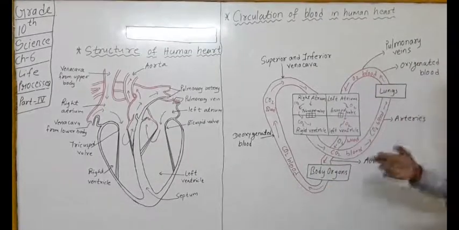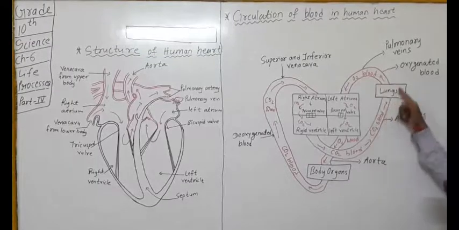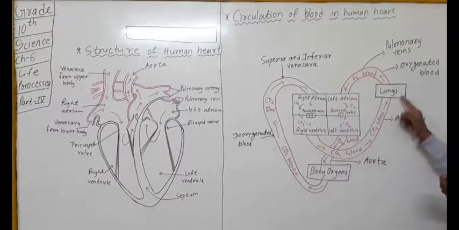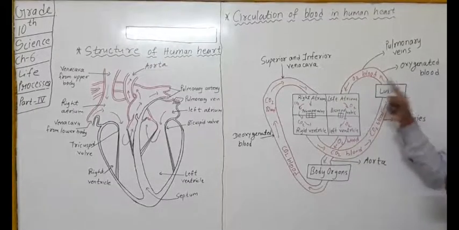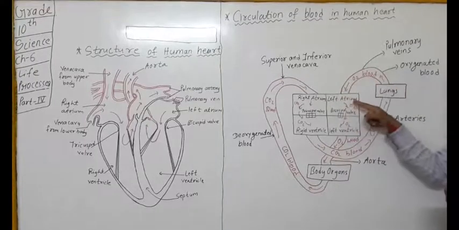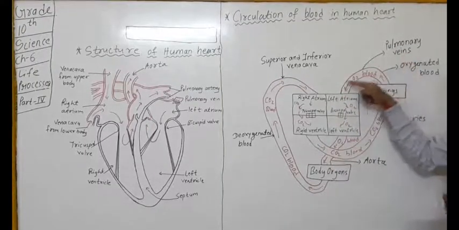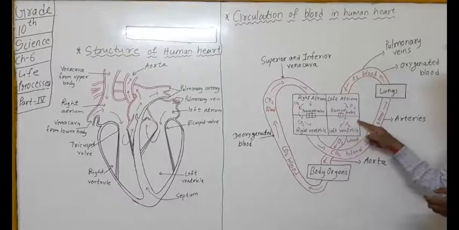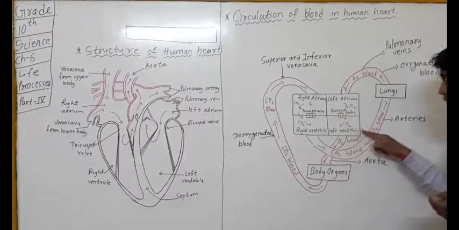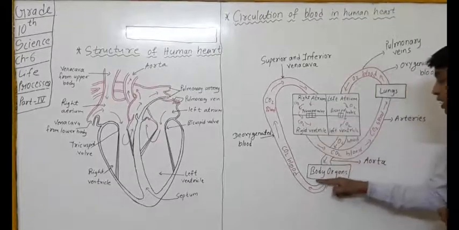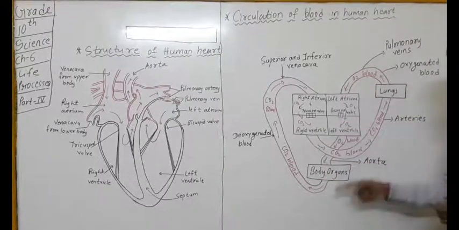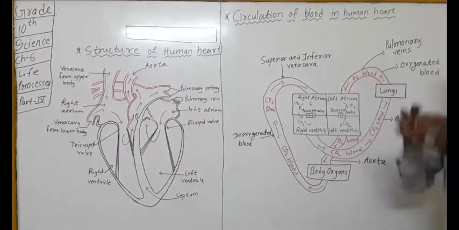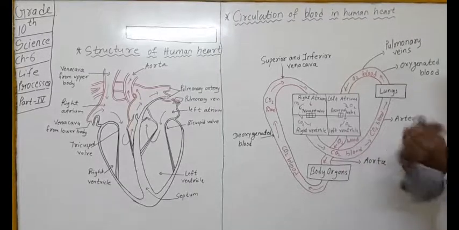Because of that, our CO2 blood becomes O2 blood as soon as it enters the lungs, and after the process which takes place in the lungs, CO2 blood is converted into oxygenated blood, that is O2 blood. Now this O2 blood is taken to the left atrium from the lungs by the pulmonary veins. As soon as the blood enters the left atrium, it is transferred to the left ventricle through the bicuspid valve. Now due to contraction of the left ventricle, the blood is again pushed forward towards the body organs through the aorta. Now again, in the body organs, in the cells of the body organs, due to cellular respiration, oxygen from the blood is taken and CO2 is given to the blood.